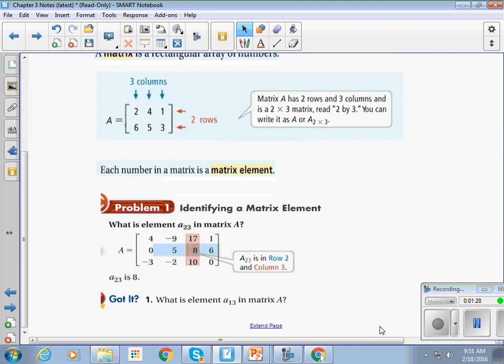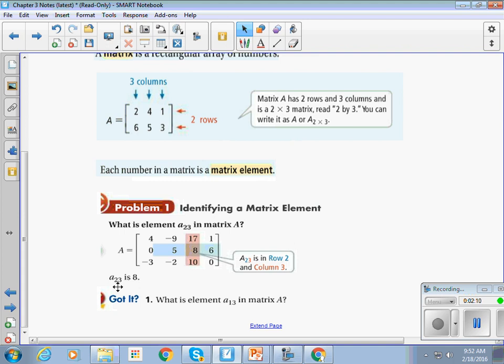Okay, so one of the things they're going to ask you to do is to identify a matrix element. So say we have matrix A, which has 4 columns and 3 rows, so it's a 3 by 4. If they ask for A, 2, 3, remember the 2 is in reference to the row and the 3 is in reference to the column. So in row 2, column 3, it's 8. So element A23 is 8.